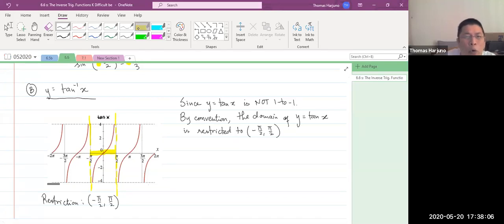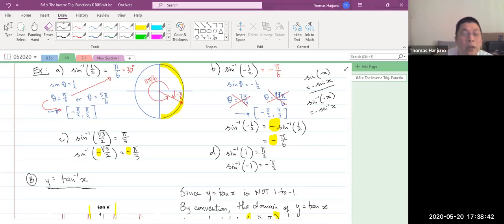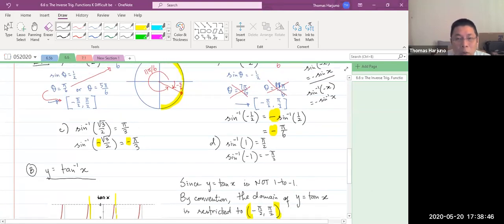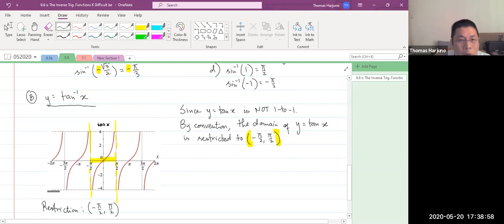So very, very similar. The only slight difference is on the endpoints. For sine inverse, you include negative pi over 2 and pi over 2. For tangent, you don't include the endpoints. Maybe I'll say it this way. If I go back to sine inverse, sine inverse of 1 is pi over 2, and sine inverse of negative 1 is negative pi over 2. In other words, there is a value of x such that sine inverse of that value gives you pi over 2. However, for tangent, as you can see, we get undefined at pi over 2 and negative pi over 2.